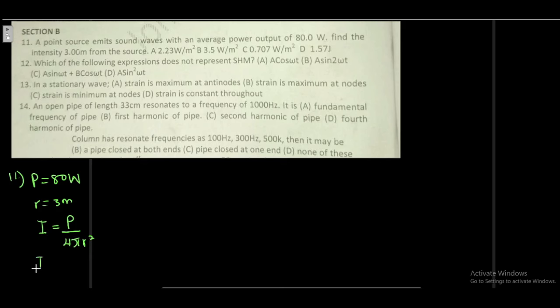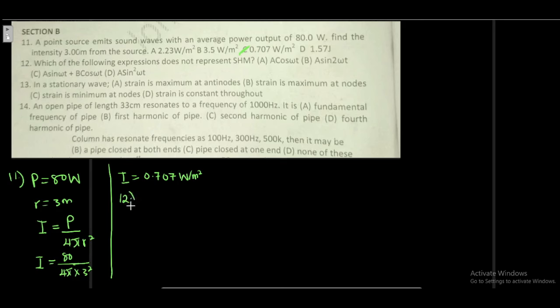So we're going to have intensity equal to the power, which is 80, over 4 pi times the distance, which is 3 squared, r squared. If we simplify this equation, we're going to have intensity equal to 0.707 watts per meter squared, which is option C. So option C is the correct answer for this question.